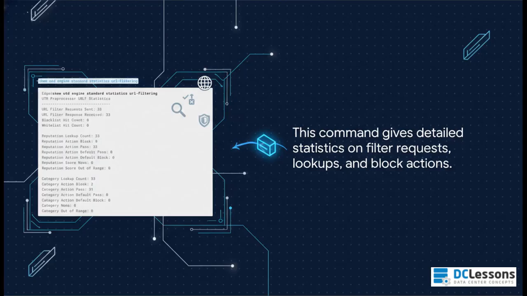For instance, this command, show utd engine standard statistics url-filtering, is just incredibly valuable. As you can see from this output, it gives you a super detailed breakdown of exactly what the engine is up to. You can see total requests, how many hits you've had on your whitelist or blacklist, and precise counters for how many URLs were passed or blocked. This is your ground truth when you're trying to diagnose a problem.